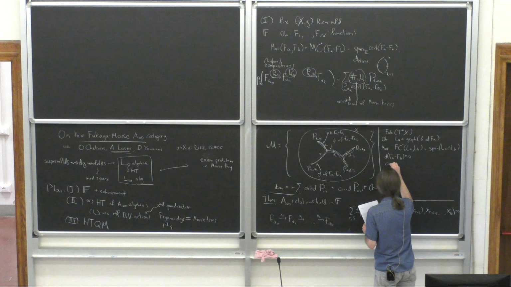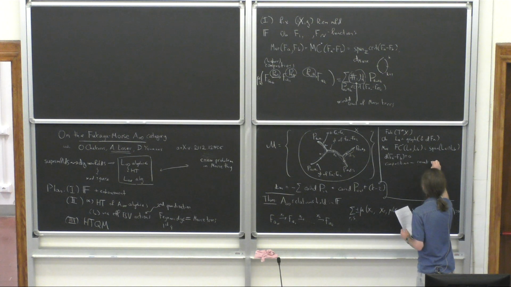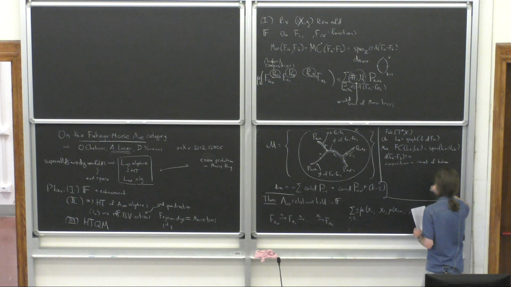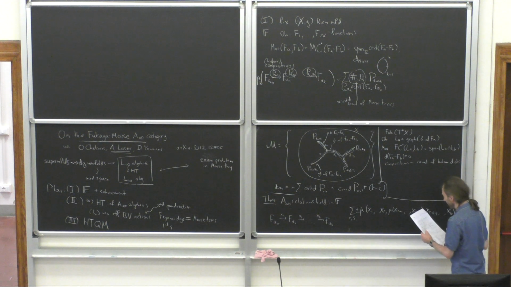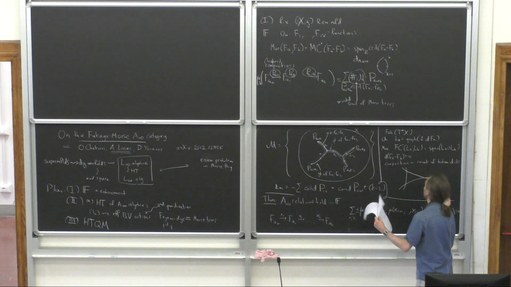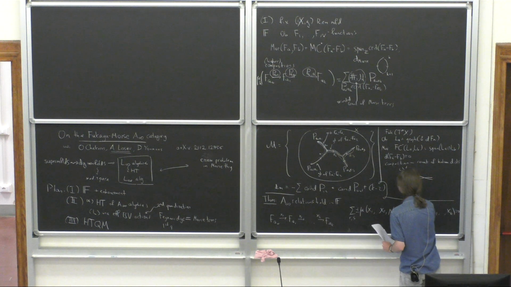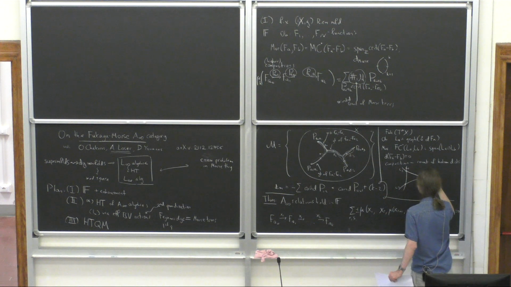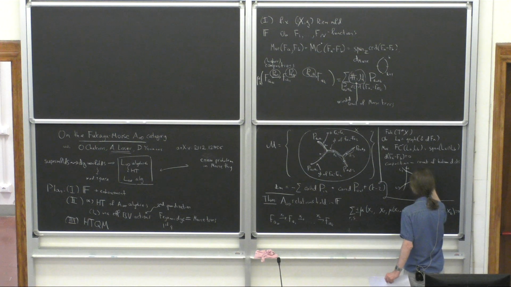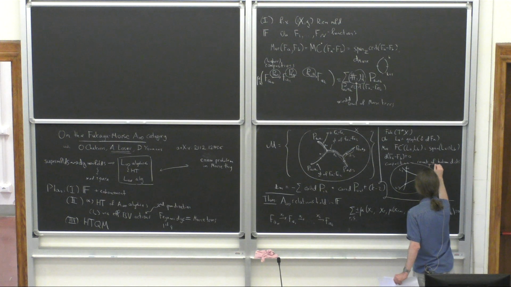And compositions come from the count of pseudo-holomorphic disks. What kind of disks? Let's say I want to compose, I have L1, L2, and L3. I have an intersection point of L1 and L2, and then an intersection point of L2 and L3. I want to compose them, and the composition will be a linear combination of intersection points of L1 and L3. So this is a picture of Lagrangians inside T star X.